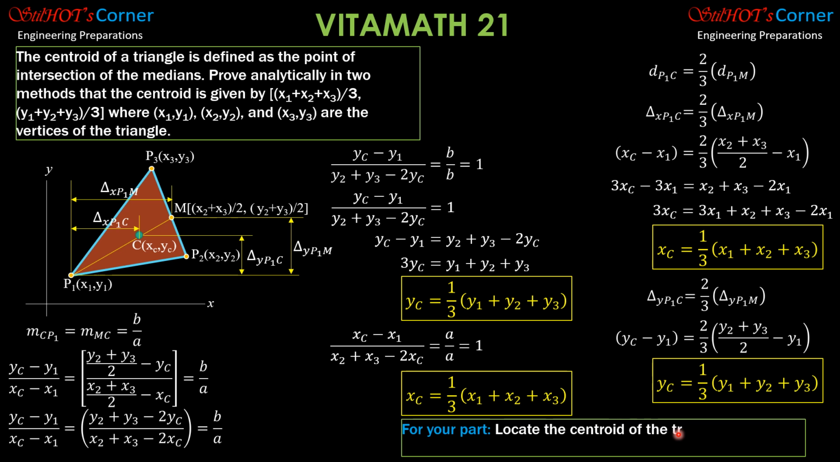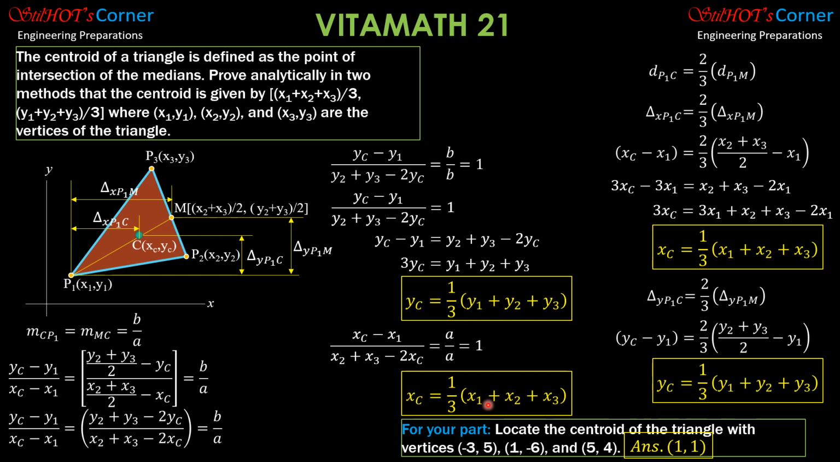So for your part, locate the centroid of the triangle with vertices (-3, 5), (1, -6), and (5, 4). So you have to apply this formula here and show that the answer is at (1, 1).